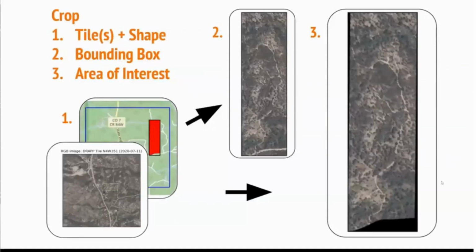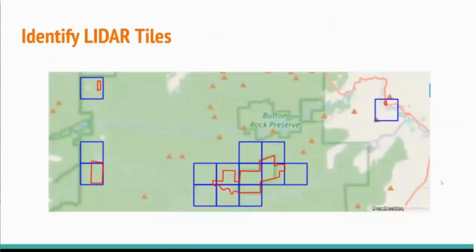Once you have the downloaded tiles, we can crop them by bounding box or by area of interest in preparation for data analysis. This step reduces the tile size to the smallest area possible before the next step. Next slide. And we follow a very similar process on later tiles. Next slide.